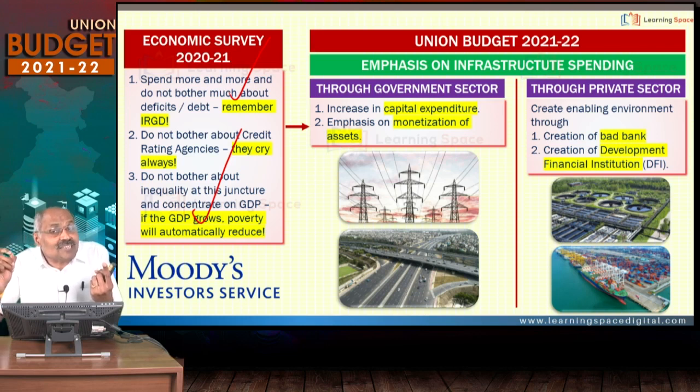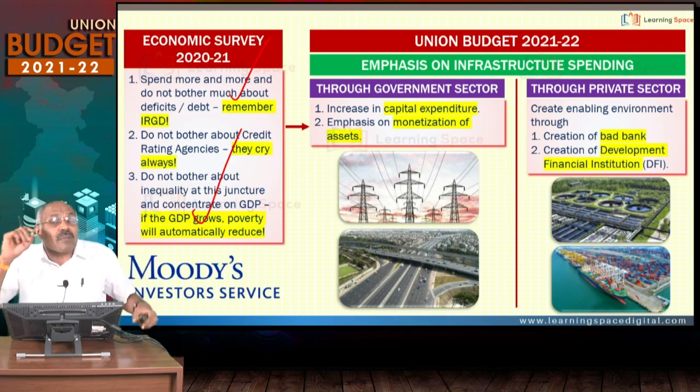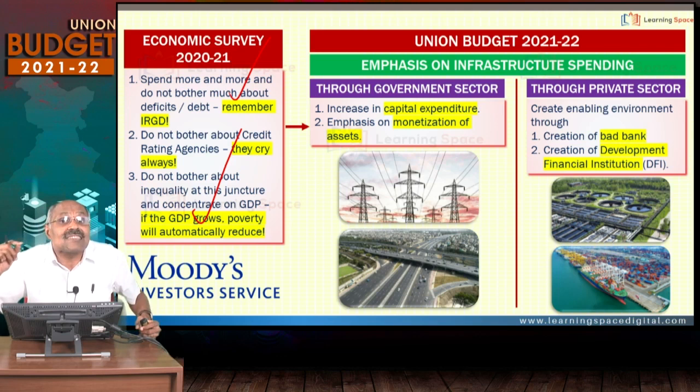Friends, the government is planning to increase capital expenditure. The government is planning to mobilize resources by monetization of assets. I am going to explain them a short while from now. At the same time, it is planning to create an enabling environment for private sector financing. Enabling environment. How is the enabling environment planned to be created?